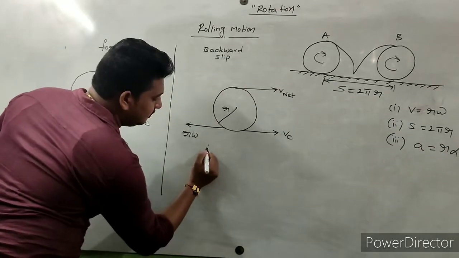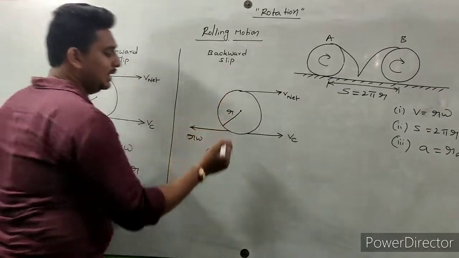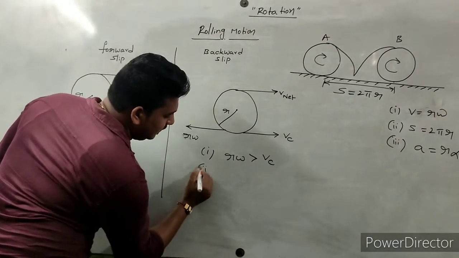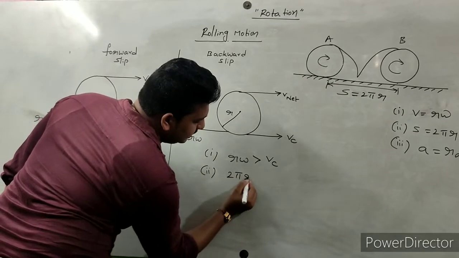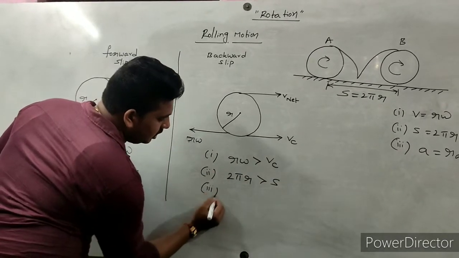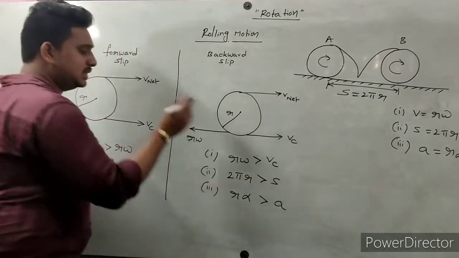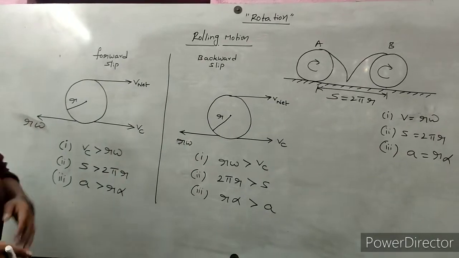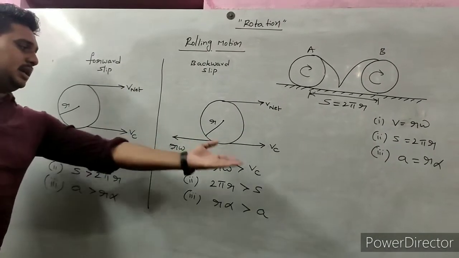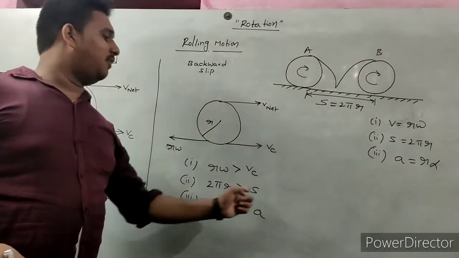Next, backward slip. When backward slip takes place, backward velocity is greater than VC, so that means R omega is greater than VC, and the second one is 2 pi r is greater than S, and the third one, R alpha is greater than A. Whenever these conditions take place, backward slip takes place.